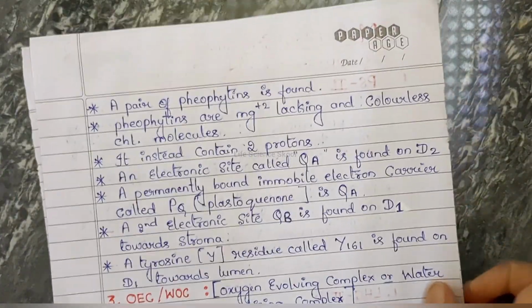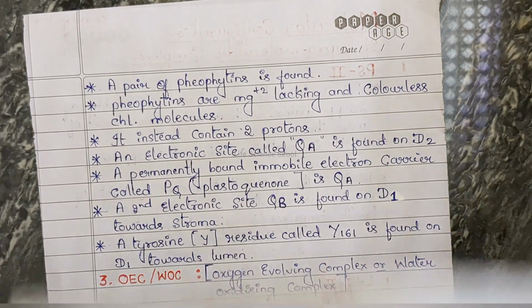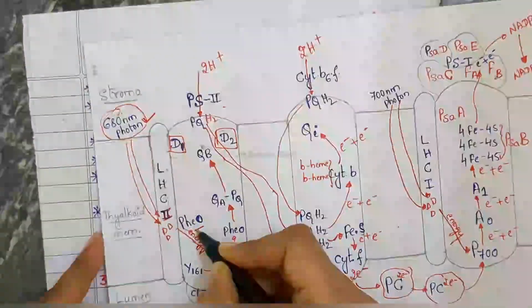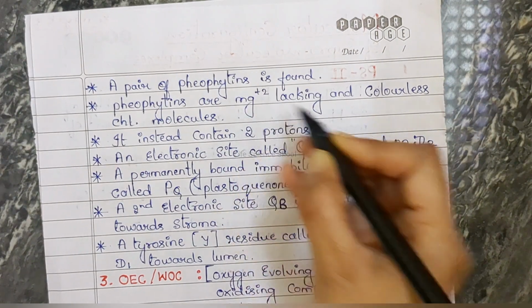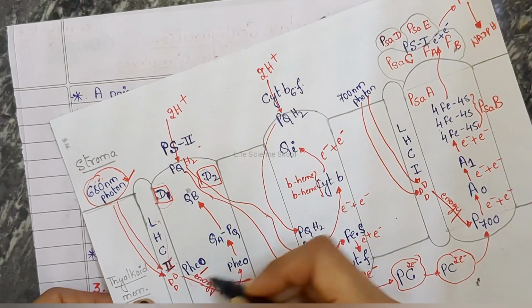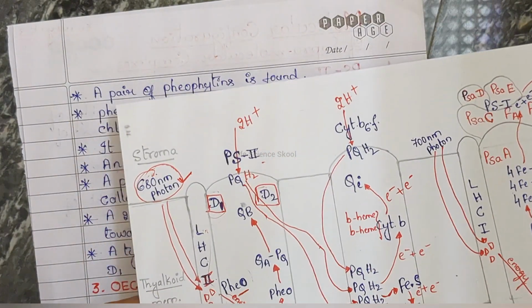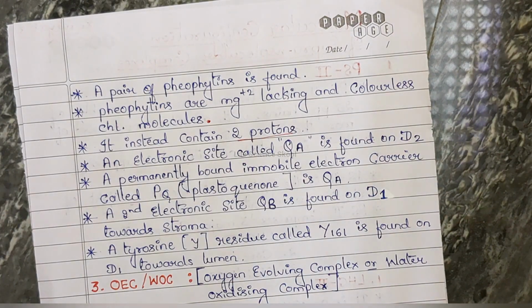Now, you can also see that a pair of pheophytin is found. This is the pheophytin. A pair of pheophytin is present, and pheophytins are magnesium-lacking, colorless chlorophyll molecules. This pheophytin is a colorless, magnesium-lacking chlorophyll. What does it contain instead? It contains two protons.